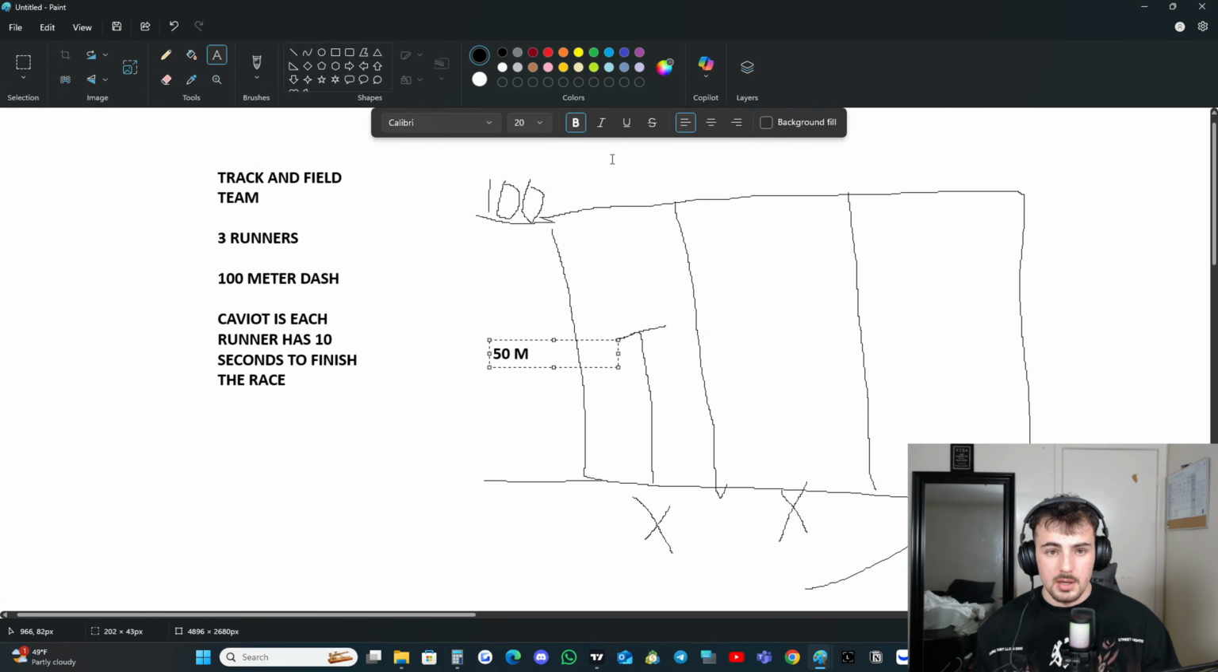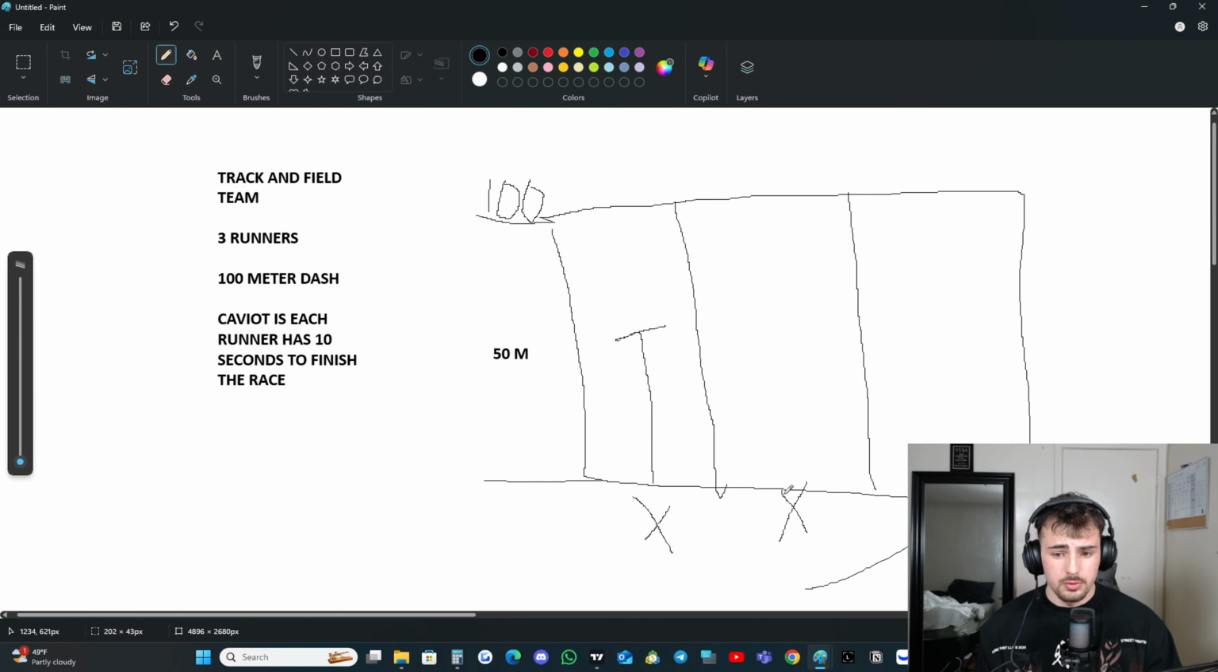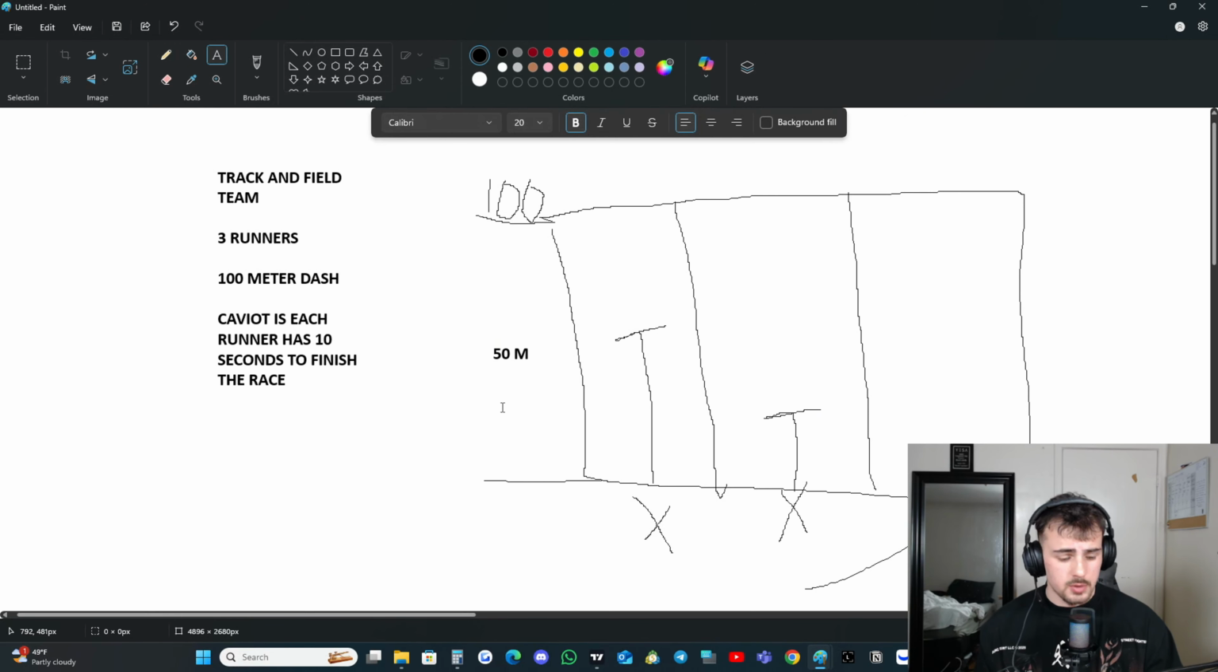Now runner two sucked. He didn't prepare for the race. He was eating junk food before he got to the track field. He was feeling a little bit sluggish. Runner two barely makes it half of what runner one did. So let's say runner two pushed 25 meters in the same 10 seconds runner one did.